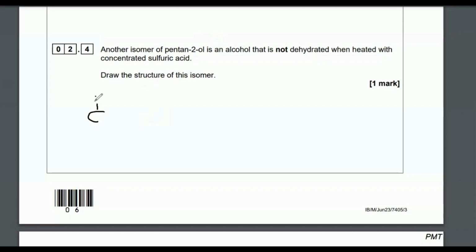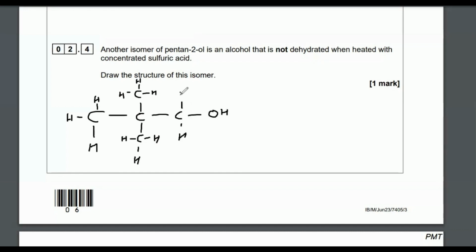And again, I'm drawing the old displayed formula, but it doesn't have to be a displayed formula. A lot of people prefer not to. So what we're going for here, we might go for 2,2-dimethyl. So I'm having 2 methyl groups coming off the second carbon in the chain. And then we need one more carbon atom, don't we? Because 5 carbons in pentanol. And there we go.